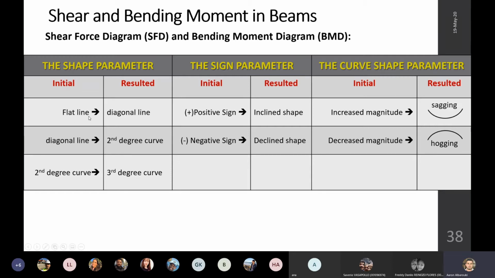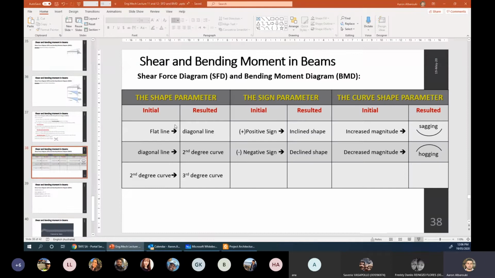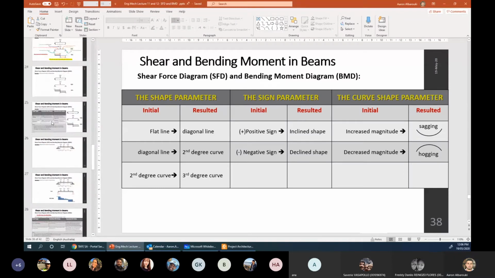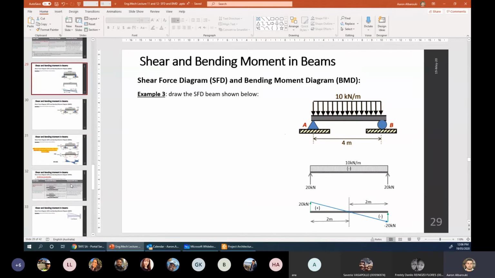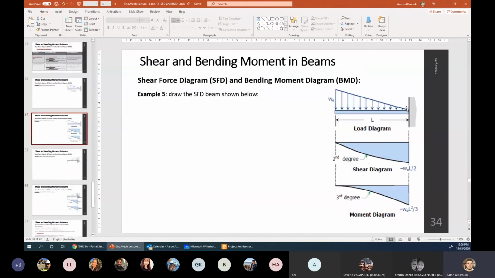So a normal flat line, which is a uniformly distributed load, is a flat line. That thing there is considered a flat line. Look at it. The top of this load is a flat line, continuous. That will produce a diagonal line. A declined or inclined or diagonal line like this will produce a first degree curve. Sorry, second degree equation of a curve, which is a parabola, if you'd like me to be more accurate.